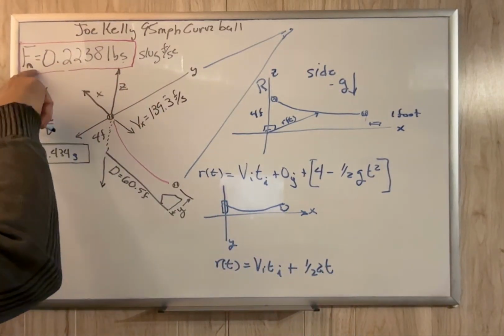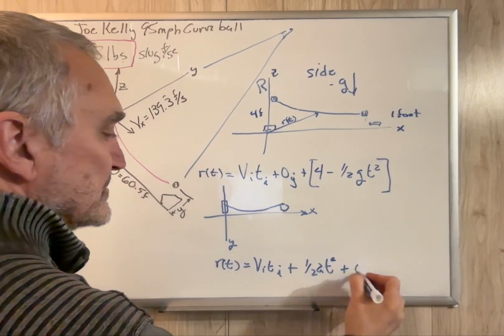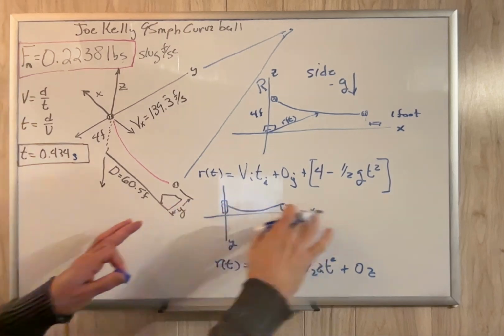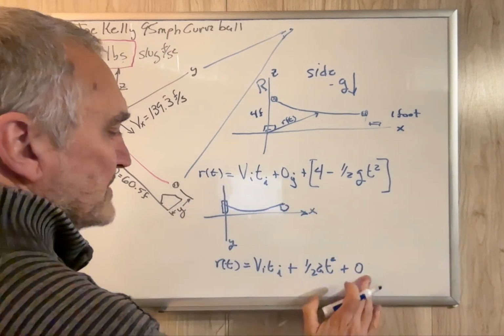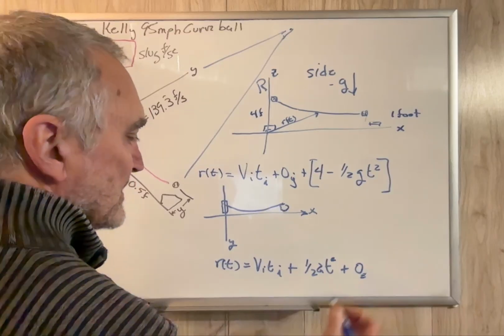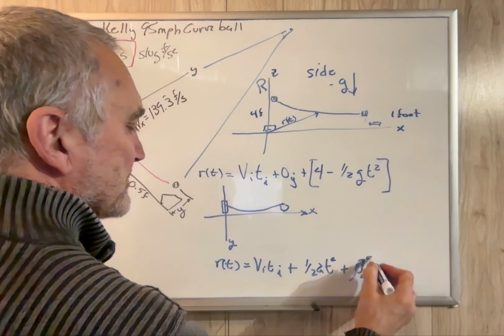We're talking about a Magnus force, so it's going to be an acceleration with t squared, and then plus 0 in the Z direction, because we're not worried about what's going on in the Z. We're just looking at Y and X right now. Sometimes you can just put a 0 here like that, makes it a little bit easier.